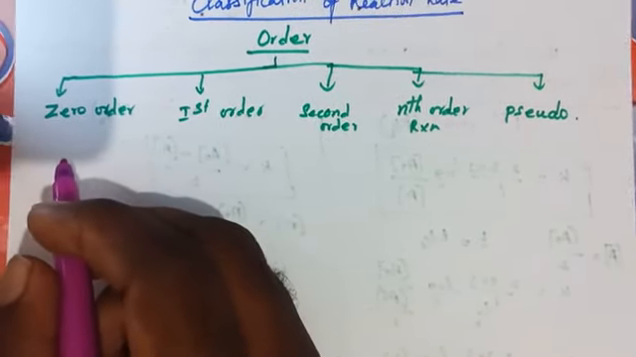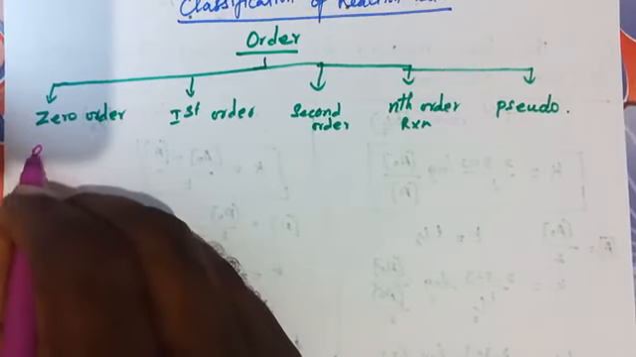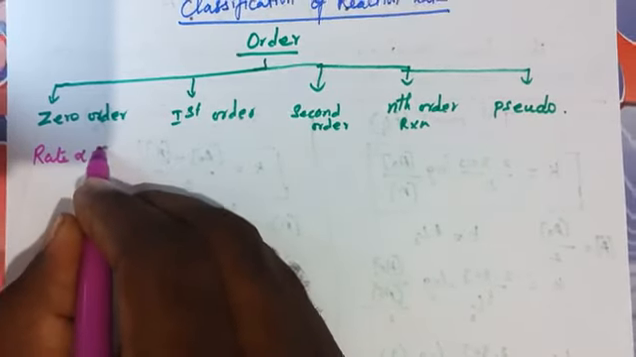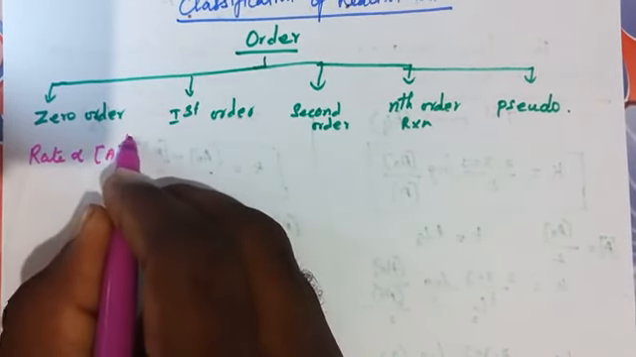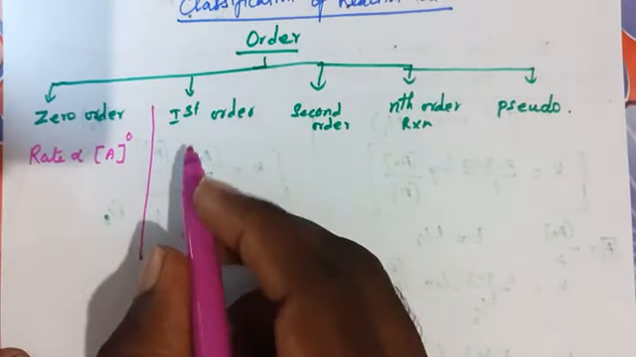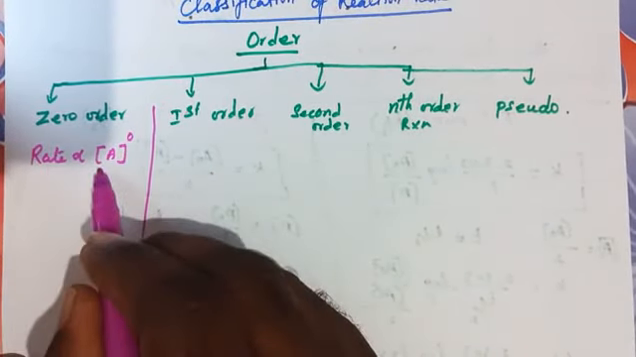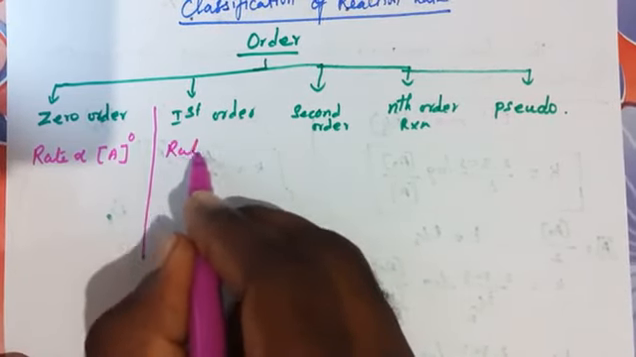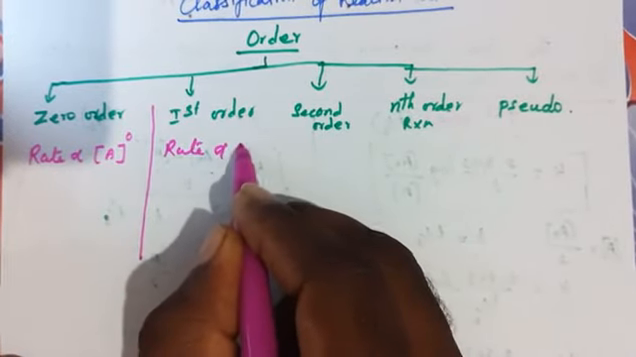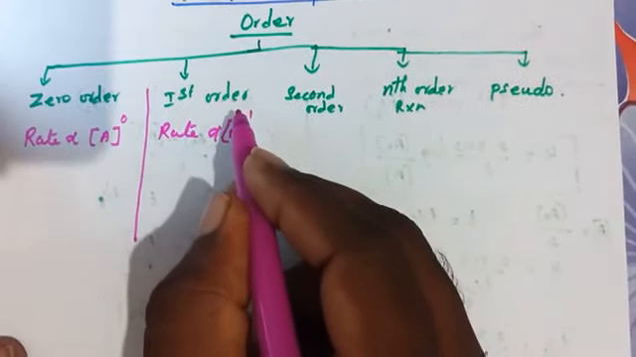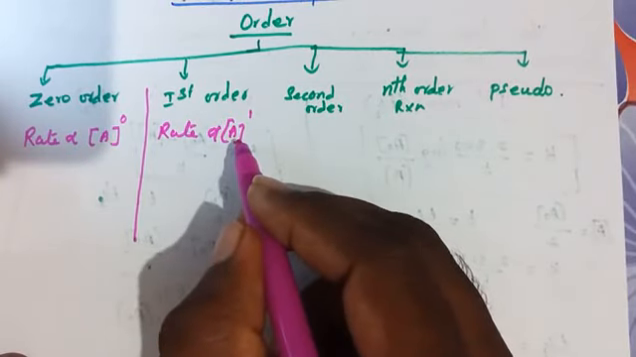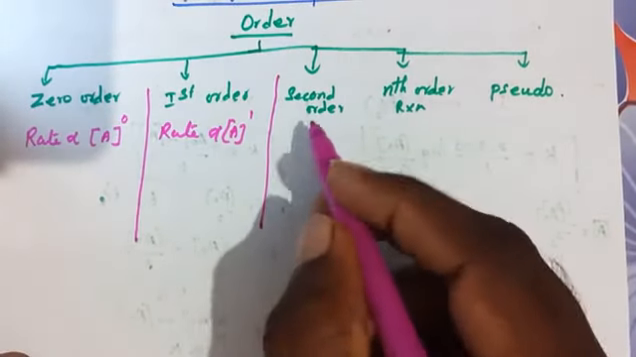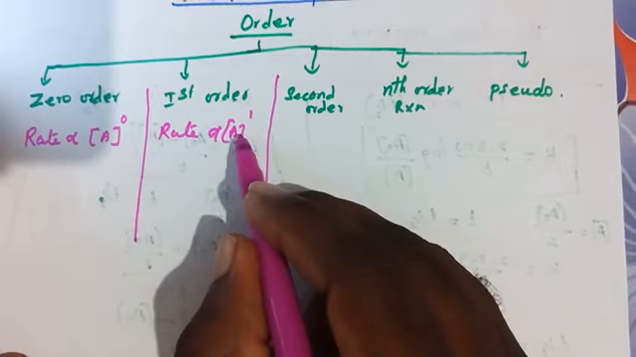If the rate of the reaction is directly proportional to concentration A to the power 0, it is called a zeroth order reaction. That means the rate of the reaction is independent of initial concentration. If the rate of the reaction is directly proportional to concentration to the power 1, that means the power of concentration is 1, it is called a first order reaction. Here 1 is the order with respect to concentration A.